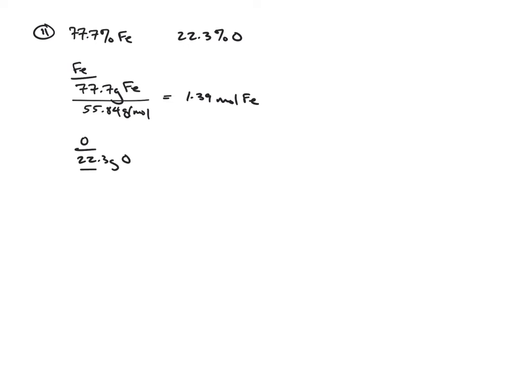And this one, divided by its molar mass of 16.00 grams per mole. Okay, so 22.3 divided by 16. Okay, that gives us 1.39 moles of oxygen. Well, in this instance, both of them have the exact same number. Remember, we're going to divide by whichever one is the least amount. Well, they're both the least amount. So we divide this one by 1.39, divide this one by 1.39. We end up with 1 mole of iron for every 1 mole of oxygen.